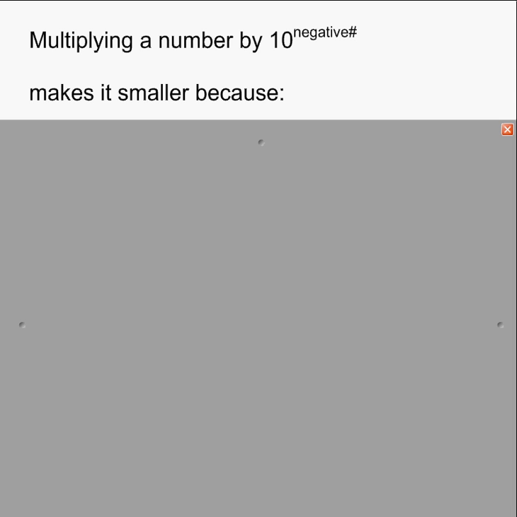Now please remember that when you multiply a number by 10, it makes the number bigger. So if you multiply it by 10 squared, it's going to be 2 place values bigger. But now let's consider what happens when you multiply a number by a negative power of 10.